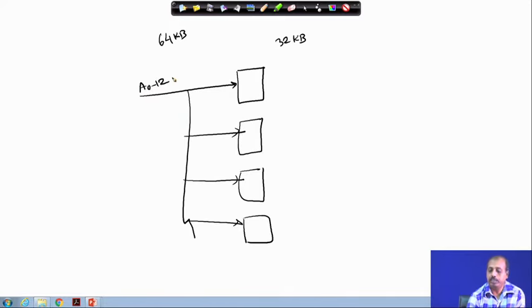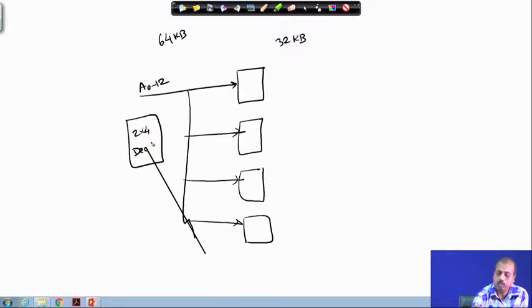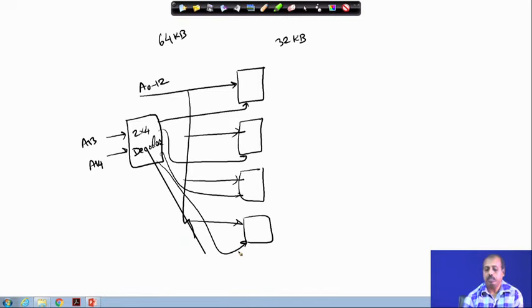Now, for differentiating between 4 chips, I will need a decoder which is a 2 to 4 decoder. This decoder will get the lines A13 and A14 from the microprocessor address lines, and then it will be generating the chip select signals for the individual memory chips.